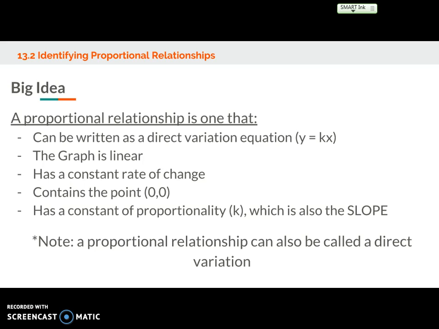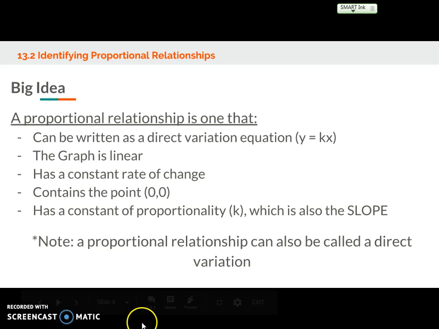So if it is a line, if it has a constant rate of change, so every time we're multiplying by 2, times 2, times 2, times 2. The graph contains the point 0, 0. So if it goes through the middle of the graph, or the origin, 0, 0, we know that is a proportional relationship. And also, the constant of proportionality, which is k that we find, is also the slope. So the slope is the same thing that we're doing every single time, and we'll talk about that in a second.